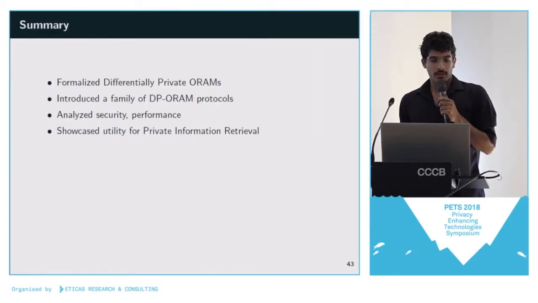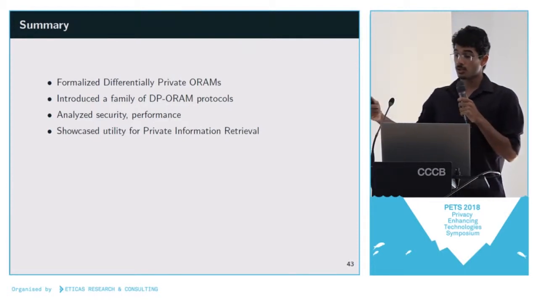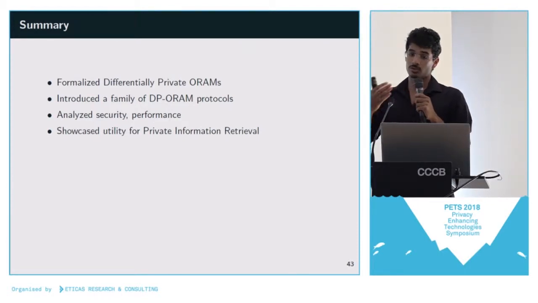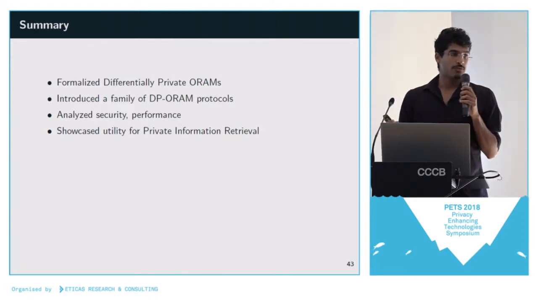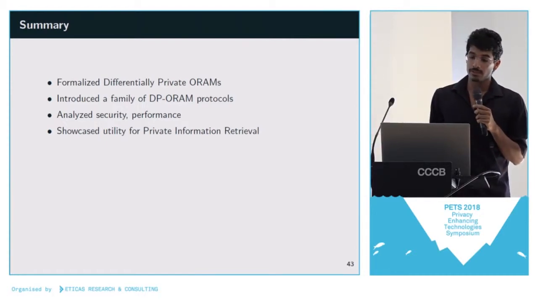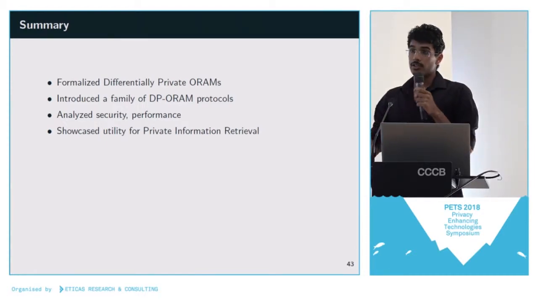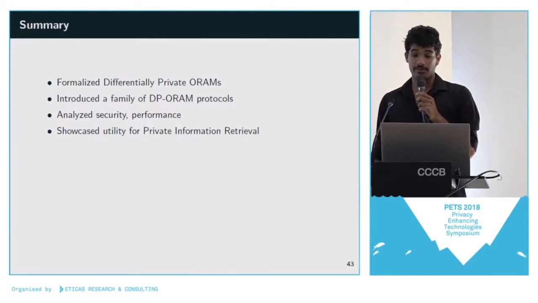Finally, I'll conclude with just summarizing what I've talked about. So we first formalized the notion of a differentially private ORAM, which is the first one to talk about statistical ORAMs. We introduce a family of ORAM protocols and analyze their security and performance. Finally, we showcase the utility of DPORAM mechanisms in general for the application of private information retrieval.